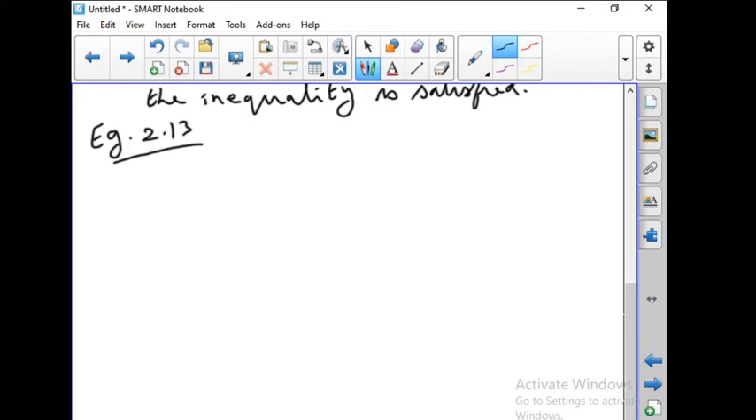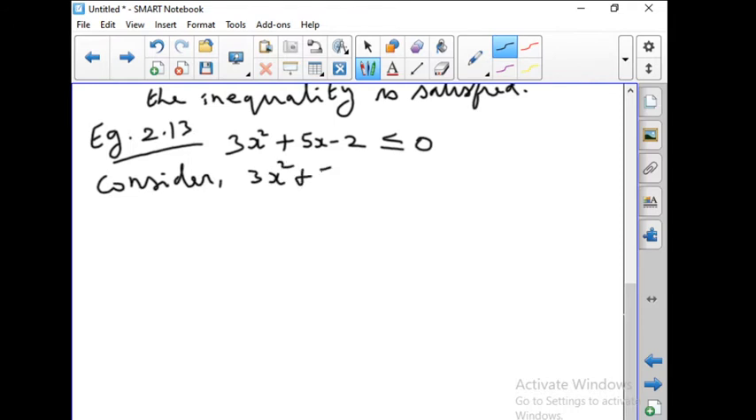Example 2.13. Solve 3x square plus 5x minus 2 less than or equal to 0. Now you consider the equation: 3x square plus 5x minus 2 is equal to 0. What is the product? Product is minus 6 and sum is 5.